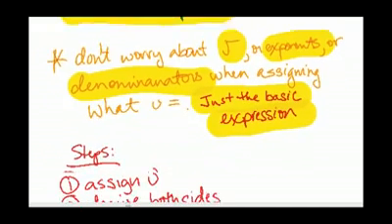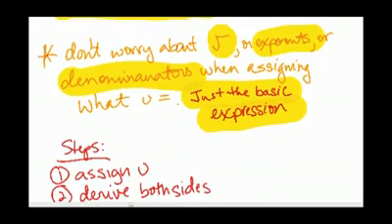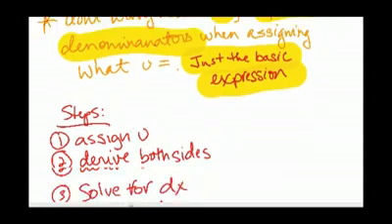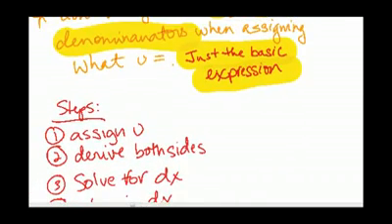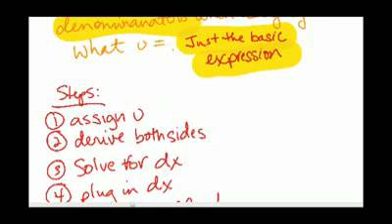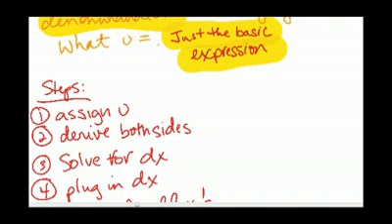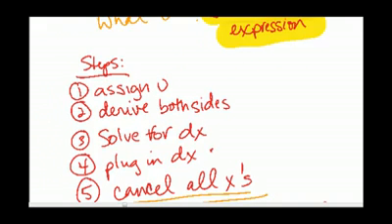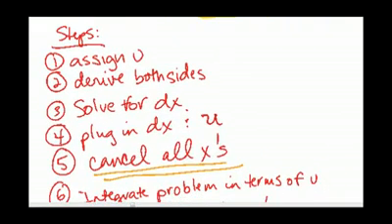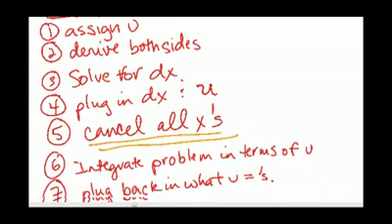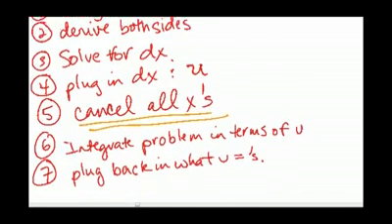Okay? So what are the steps? You assign U, the one that you can derive and get the other part of the problem. Derive both sides of your U expression. Solve for dx. Plug in what dx equals into your problem, and your U should be right there as well. So plug in dx and U, and then cancel all x's. Integrate in terms of U. Should be a much easier problem once you've substituted. And then plug back in what U equals and you should be done.